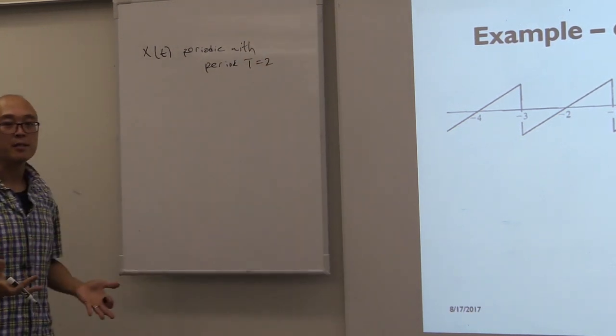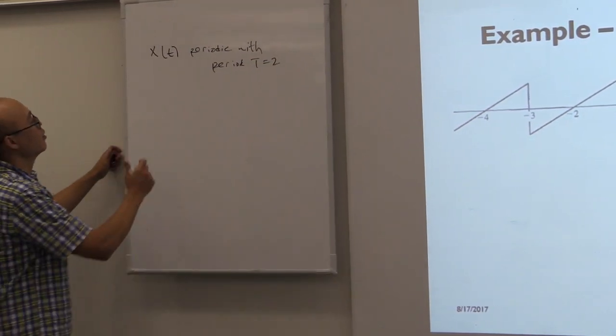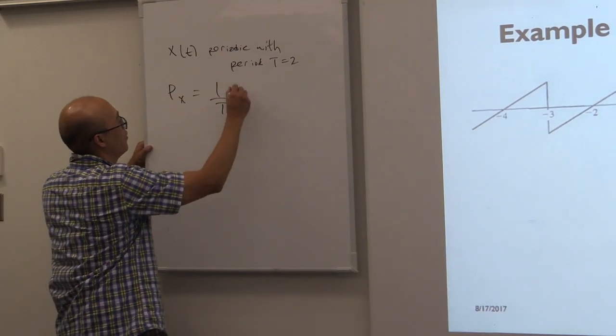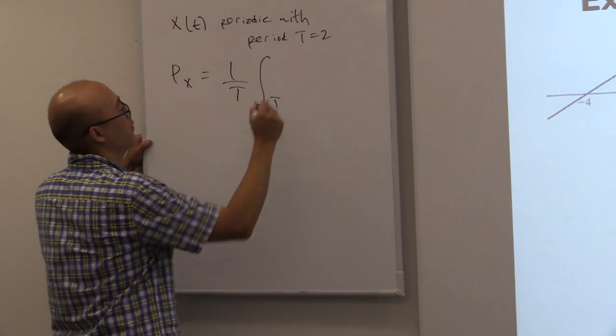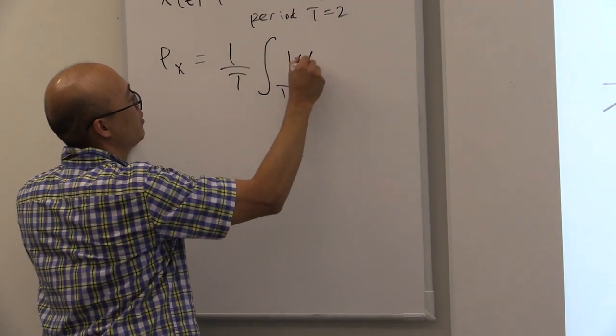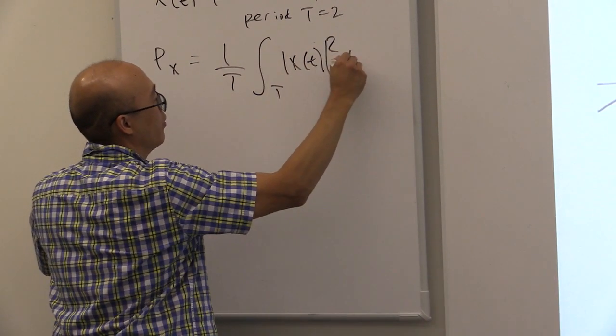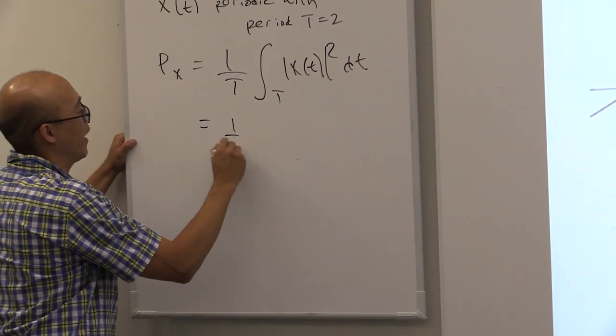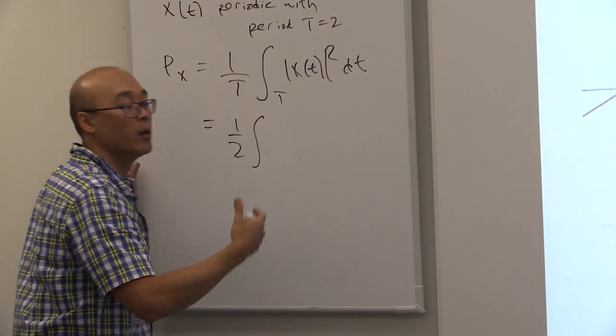And if we have a periodic signal, we can make use of signal power. So P sub x is equal to 1 over our period T, integral over our period of the magnitude of our signal squared. Now in this case, the period is equal to 2, so this is a half, the integral over the period.